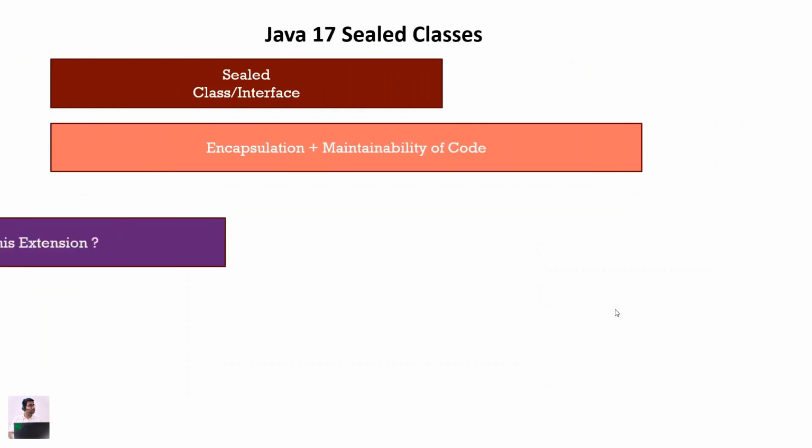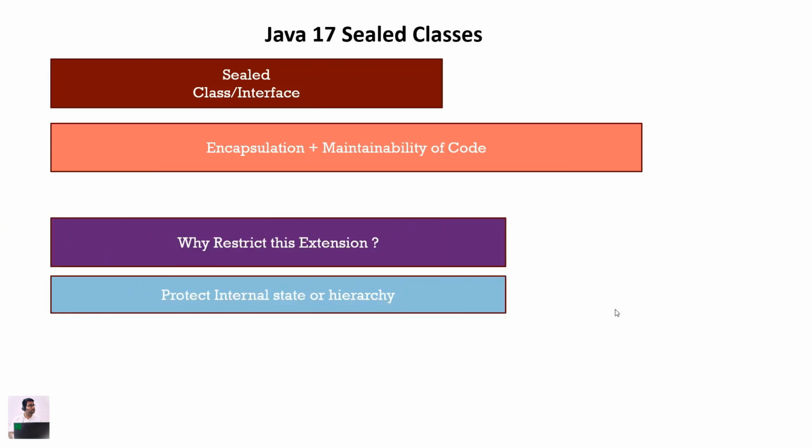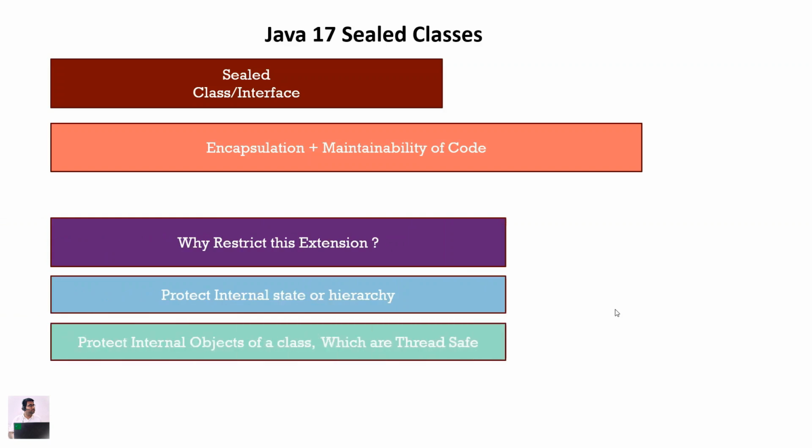So why restrict this extension? What is the reason we introduced these sealed classes? In Java, we want to protect the internal state of a class or a hierarchy of classes and not have it manipulated inconsistently by a child class. We want to protect internal objects whose thread safety is guaranteed by our class or class hierarchy from being published, so that foreign code cannot compromise thread safety.